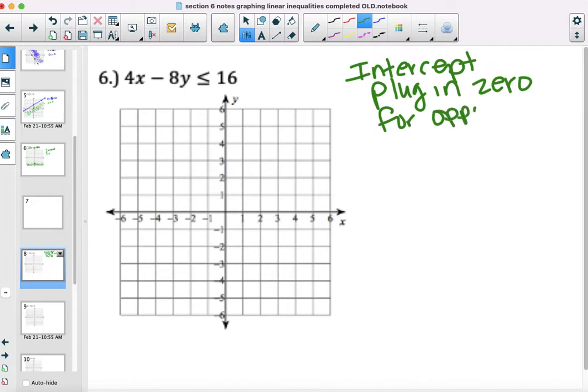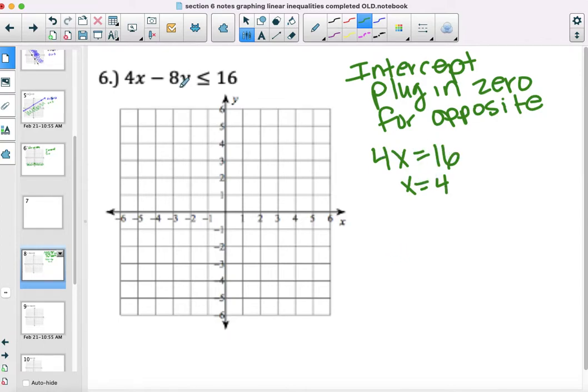So if I want the y-intercept, I'm going to plug in 0 for x, and I want the x-intercept, I'm going to plug in 0 for y. So if I was to plug in 0 here, that'd be 8 times 0, that is 0. And so we're just going to be left with 4x equals 16. To find the x-intercept, to get x by itself, we divide both sides by 4. And so the x-intercept would be 4, 16 divided by 4 is 4.